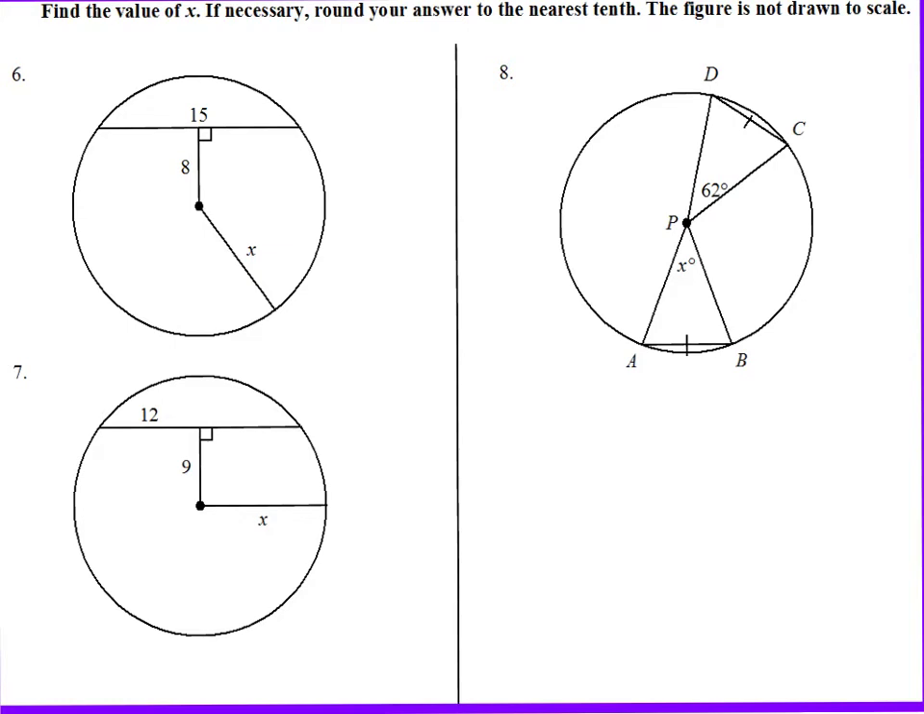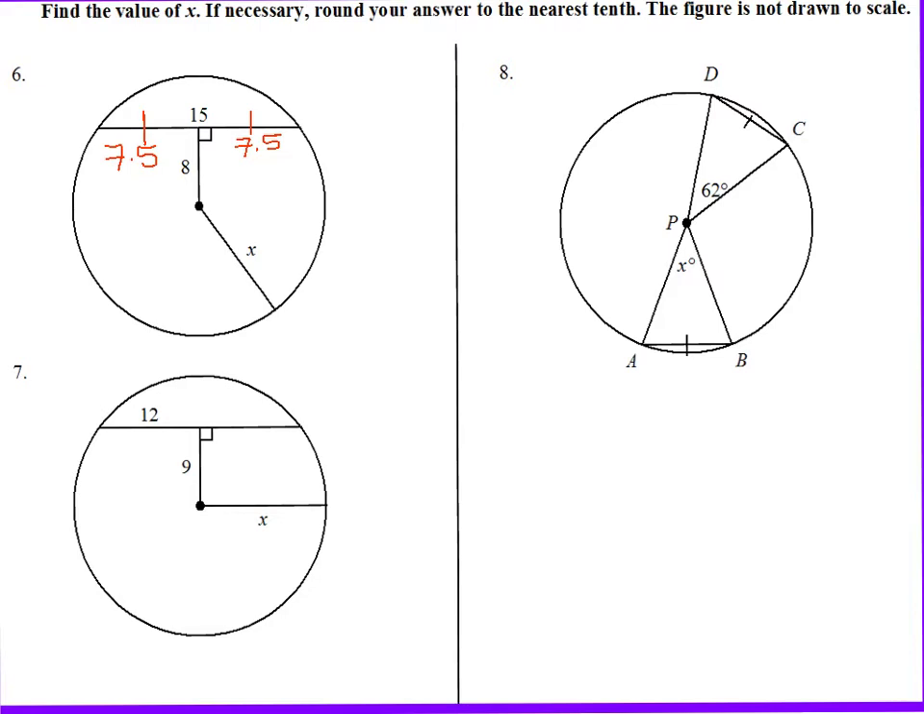Alright, so let's look at 6, 7, and 8. Our directions here are to find the value of x. If necessary, round your answer to the nearest tenth. Alright, so in our picture for number 6, we see that we have this diameter here. And we don't have the whole diameter drawn, but we could draw it if we wanted to. And this diameter we see is perpendicular to this chord. And we know that in a circle, if a diameter is perpendicular to a chord, then it bisects the chord and its arc. So that means if the whole chord here is 15, then this part is 7.5, and this part is 7.5, because it is half of 15.